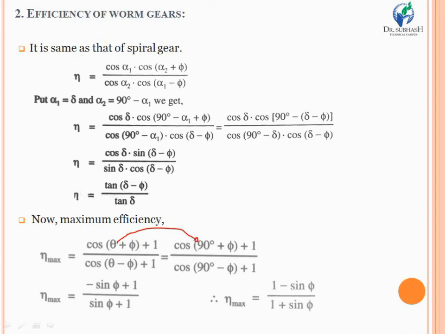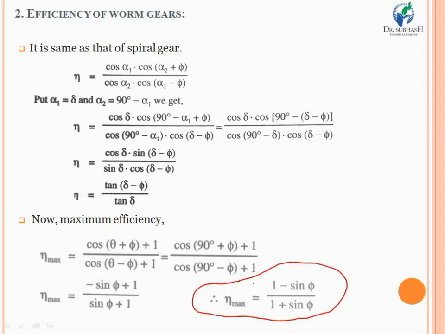This is so because whenever the angle between the worm and worm gear axes, theta, is maximum, that is, theta is equal to 90 degree, at that time the efficiency has the maximum value. And in this theory we require maximum efficiency, so theta should be put equal to 90 degree in the maximum efficiency equation. Now further solving this relation, cos(90 degree plus phi) will give us minus sin phi, whereas cos(90 minus phi) will give us a positive sin phi. So ultimately the maximum efficiency relation for the worm and worm gear assembly will become (1 minus sin phi) upon (1 plus sin phi).